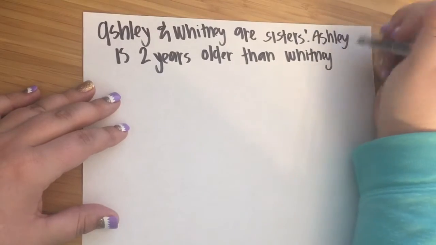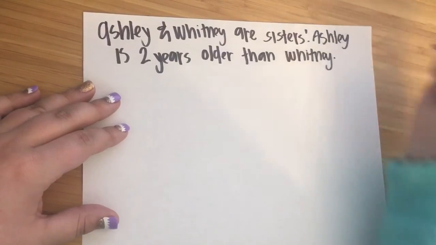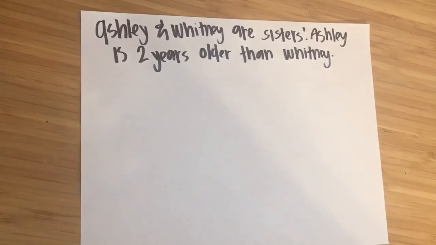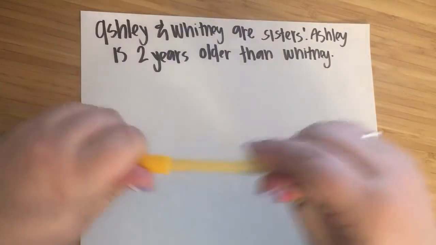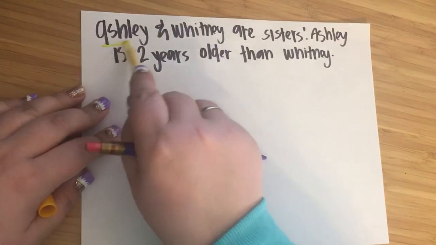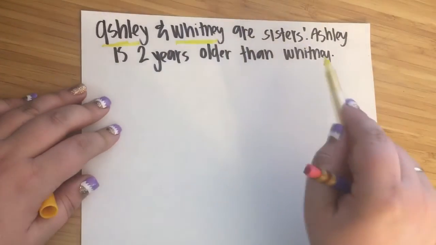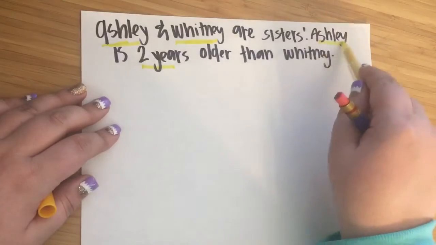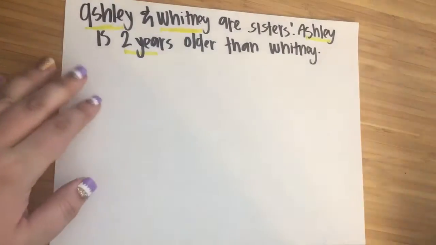So we're going to look at different ways to represent that. So a table, a drawing, and an expression. Expressions are awesome, especially with variables that we will be having, where you can plug it in and always find a number. So we have 2 characters in this, right? Ashley and Whitney. And Ashley is 2 years older than me, Whitney.